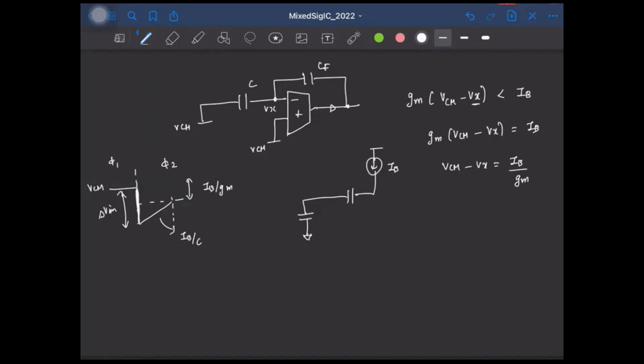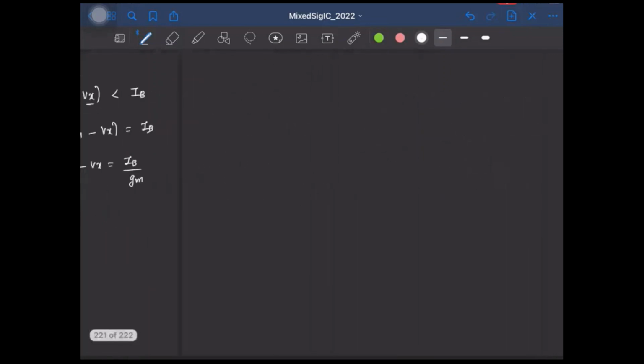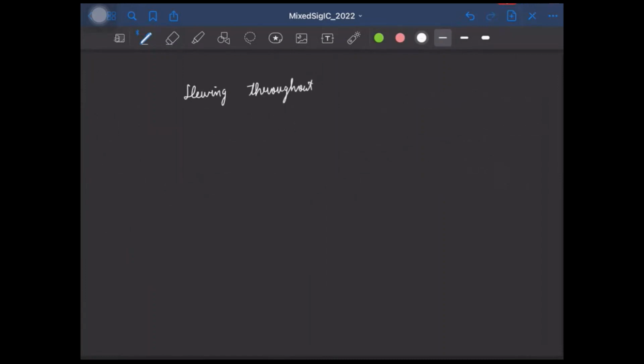Okay. Let us now see what happens because of slewing. And for a simple case, let's say that we allow slewing to persist throughout phi 2. Right? So which means for the total available period of Ts by 2, right, we are making the OTA loop. That is, the equivalent circuit is going to look something like this.